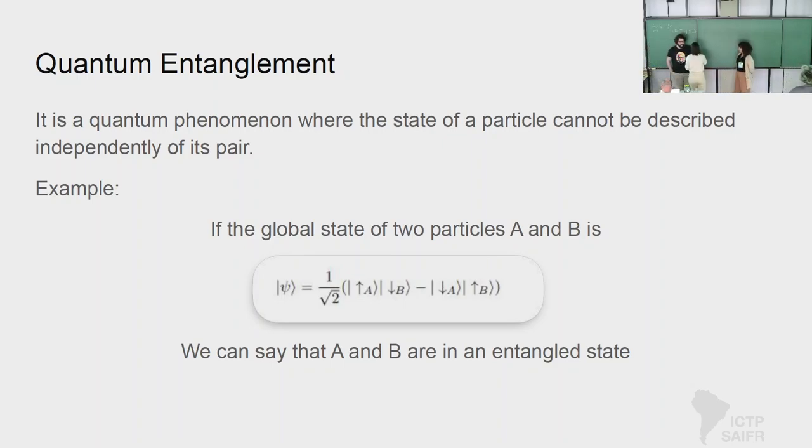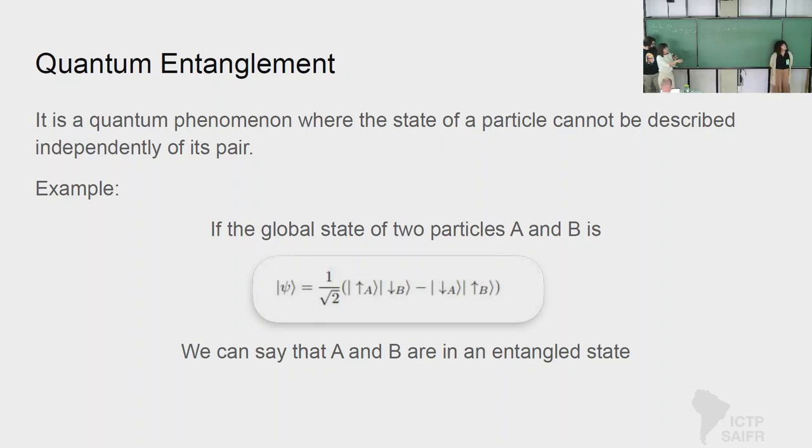For example, imagine that you have two particles, A and B. The state of these particles can be either spin up or spin down. If these are the individual possible states of these particles, when they are entangled, one example is this one here. Here we have a superposition of states of two entangled particles: particle A can be spin up and particle B spin down, or particle A can be in the spin down state and particle B in the spin up state.